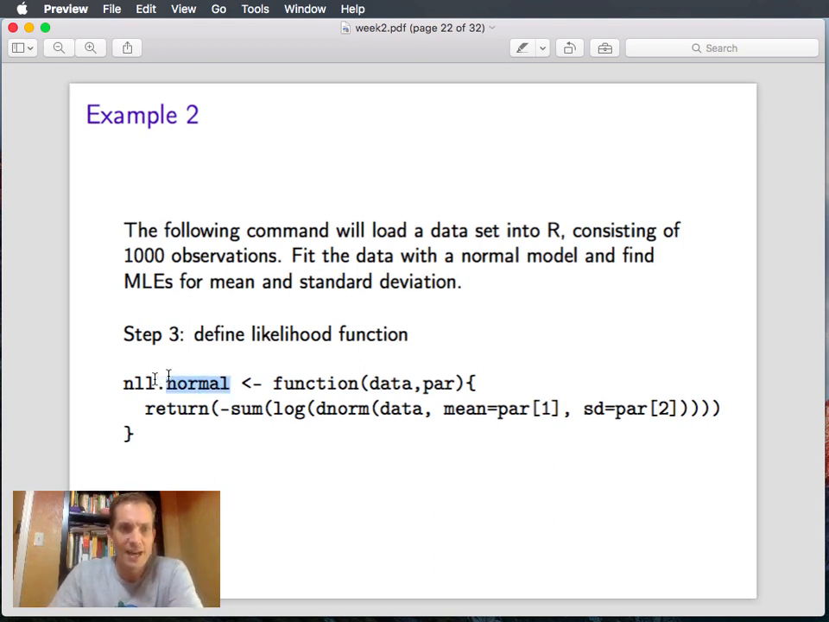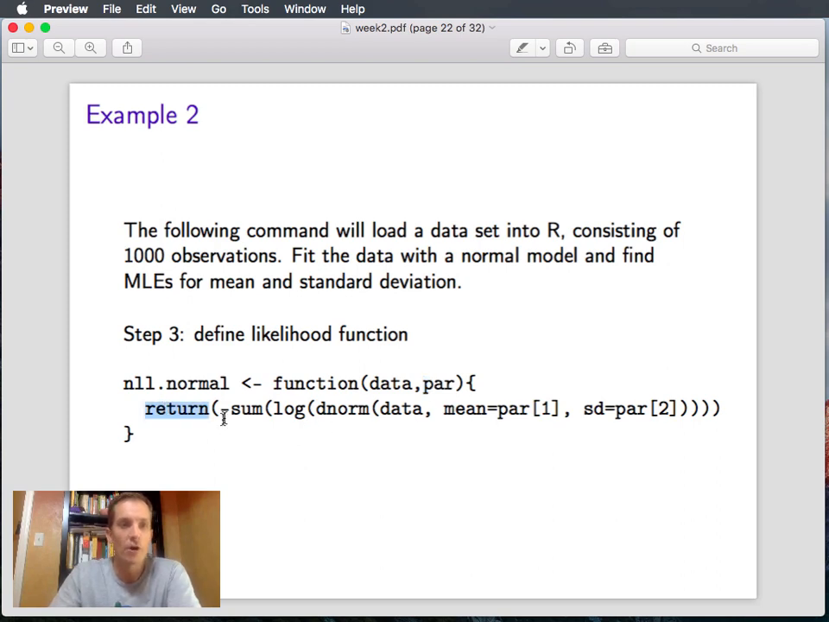Step 3 is to define a likelihood function. Just like before, it's got a name, which I preface with NLL for negative log likelihood, but this time it's normal, so I'll say NLL.normal. You could call this NLL.Falkenberry, and it would be just fine. It really doesn't matter, but I like for the names to be descriptive. I'm going to assign that as a function of 2 inputs, the data, just as before, and a parameter set, just as before.